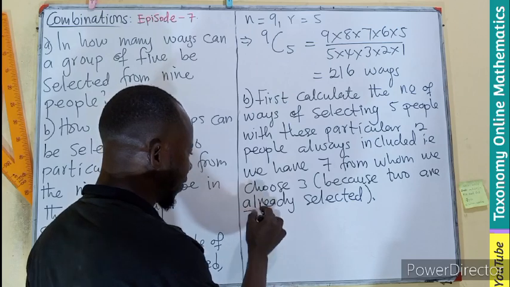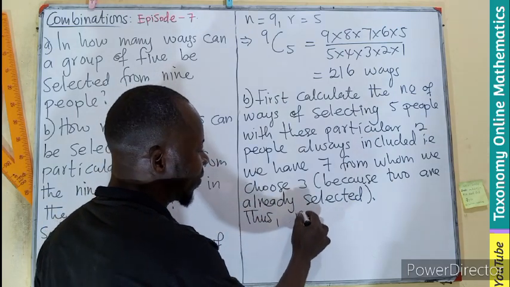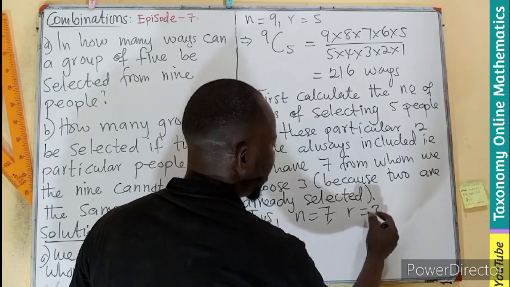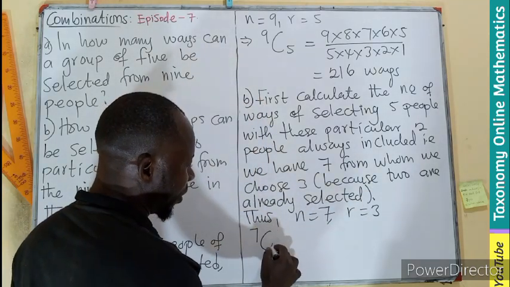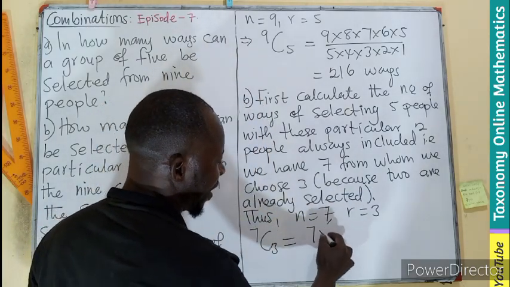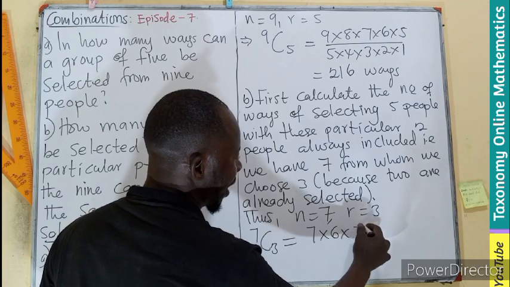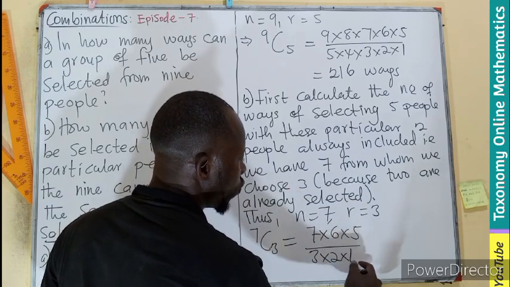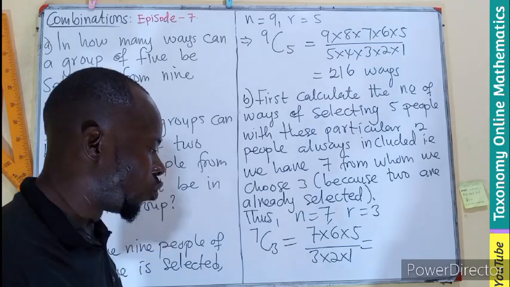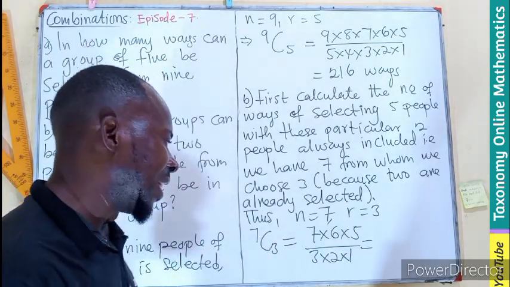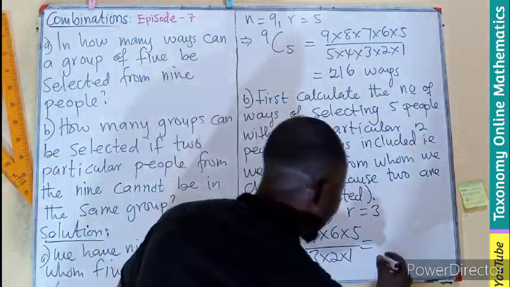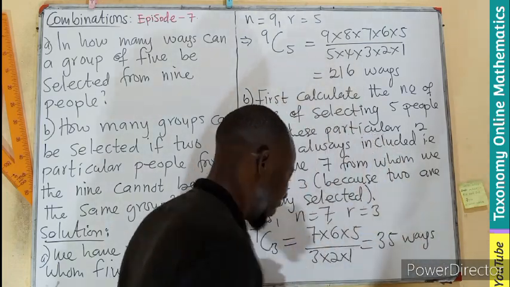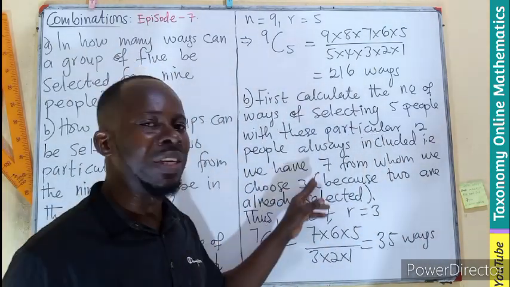So that means we have our n to be 7, we have our r to be 3. So 7 combination 3 becomes 7 times 6 times 5 divided by 3, 2, 1. And 3, 2, 1 is 6. 6 cancelling that, you'll be left with only 35. So this is when they are always included.